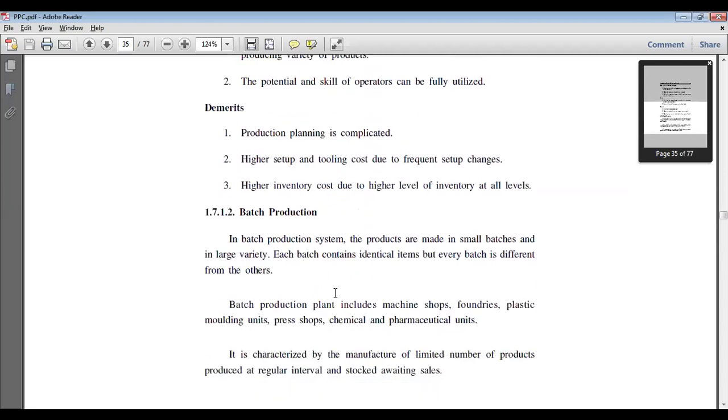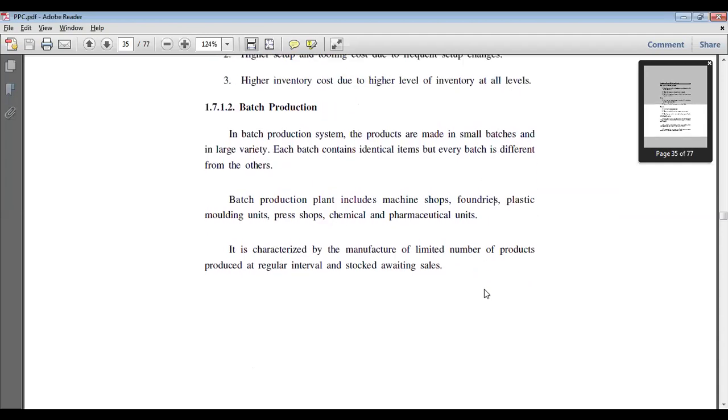The second is batch production. In batch production, we are producing identical items in high quantity. The products are made in small batches and large variety. Sorry, high variety is not there. Small variety is there, but batches are small, that means small lots. Batch production includes machine shops, foundries, plastic molding. So large variety components are there, and small batches.